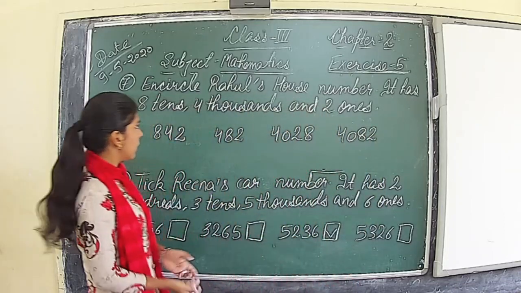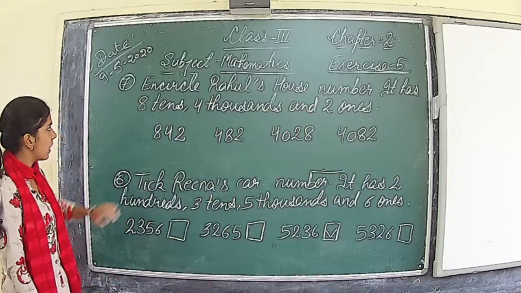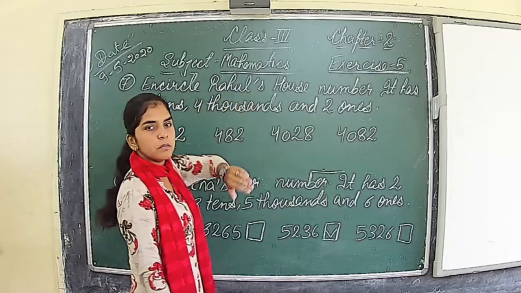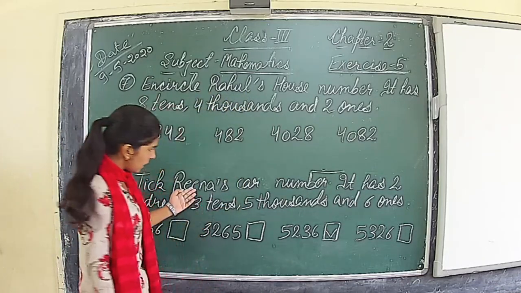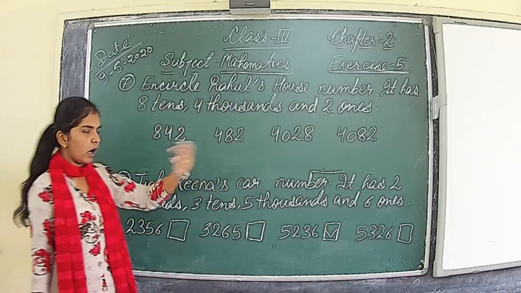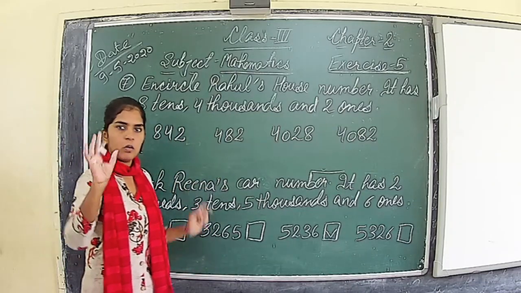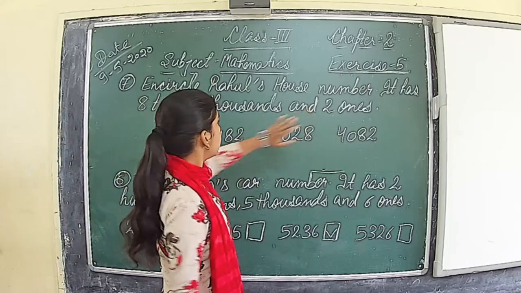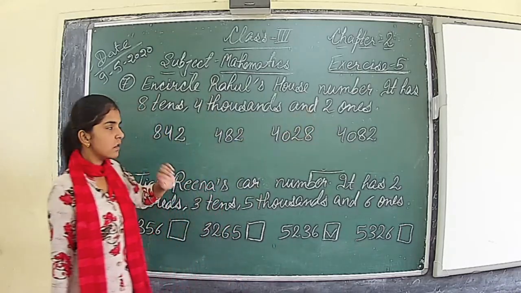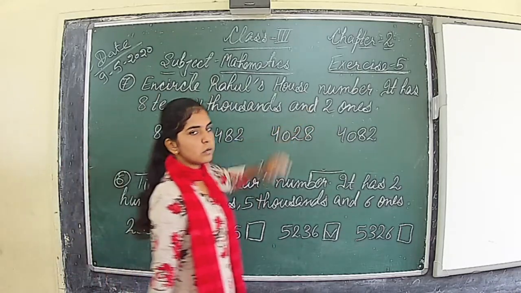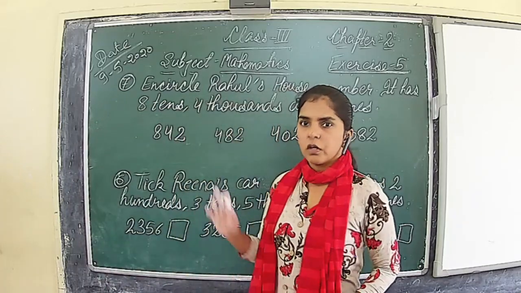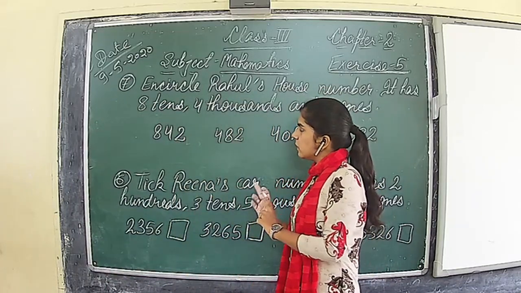This is our question. Let's start. Encircle Rahul's house number. This is same as the question "Pick Reena's car number." What is the difference here? Only pick or encircle. It has 8, 10, 4,000 and 2 1. First of all, you find the highest place.